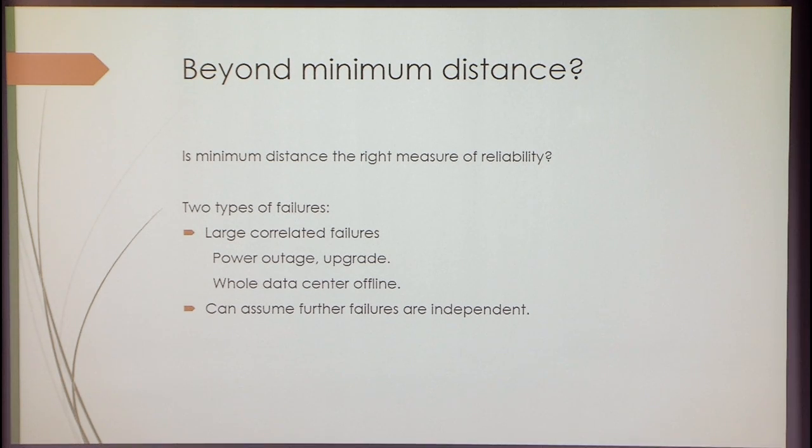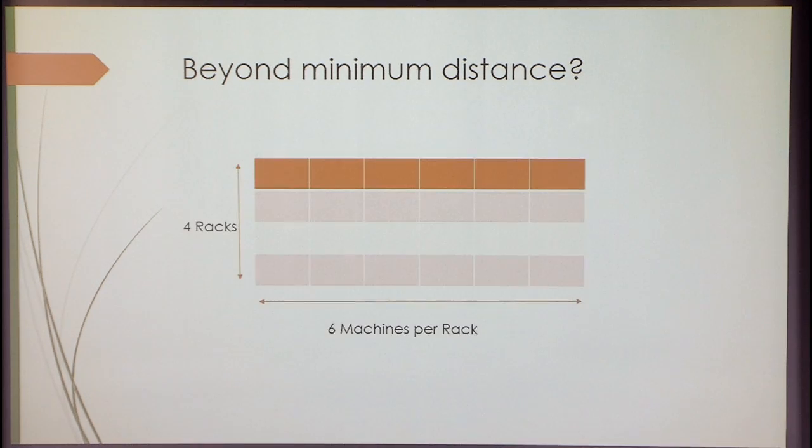So in addition to these huge correlated failures, you have uncorrelated failures, and it's fine to assume that these are independent. Okay? So here is a toy example that I'm going to think about. Say we have 4 racks of machines, and for some reason a whole rack could go offline. And you have about 6 machines per rack.